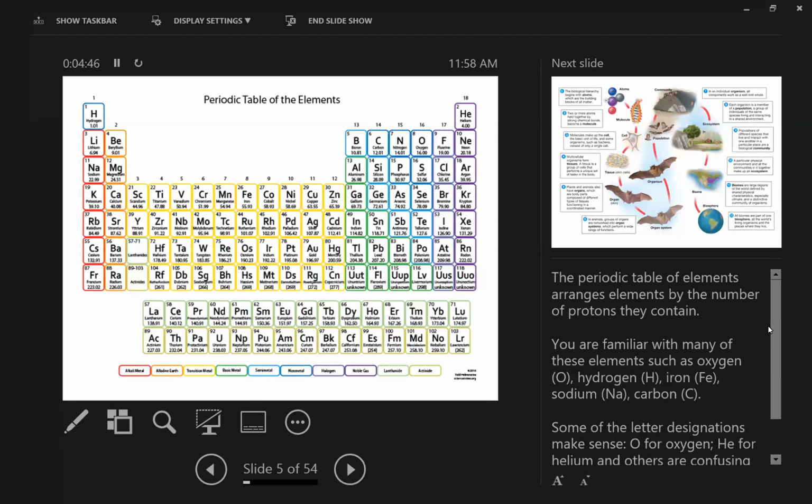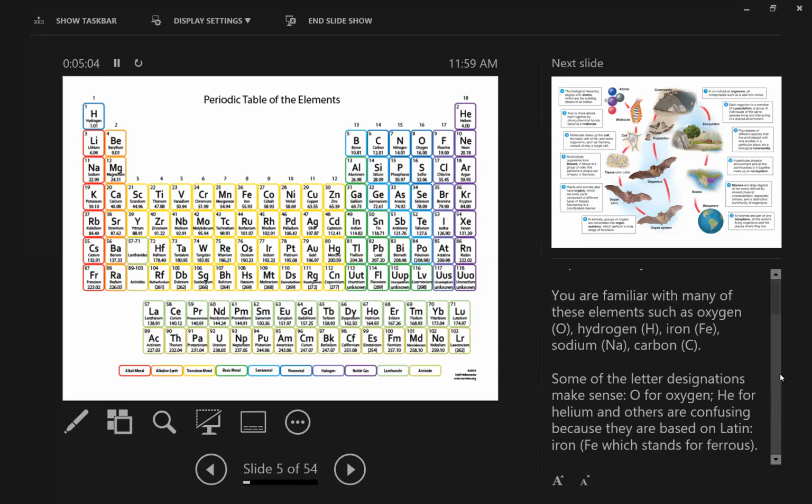So hopefully you're able to see H is hydrogen, O for oxygen, Fe for iron, Na for sodium, C for carbon. Many of the letter designations make sense, like O for oxygen and He for helium, and others are confusing because they're based on the Latin name. So for iron, Fe stands for ferrum instead of for iron.